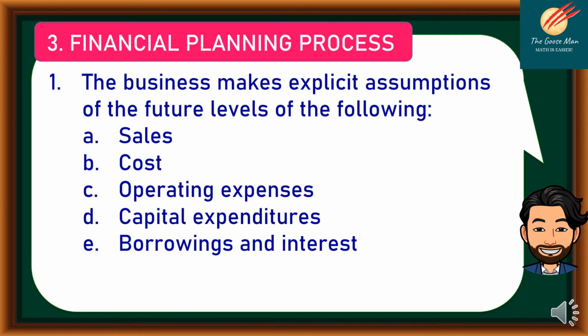So let's move on to the third part, which is the financial planning process. Number one, the business makes explicit assumptions on the future levels of the following: sales, costs, operating expenses, capital expenditures, as well as borrowings and interest.